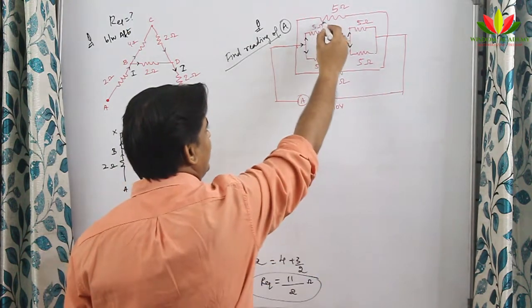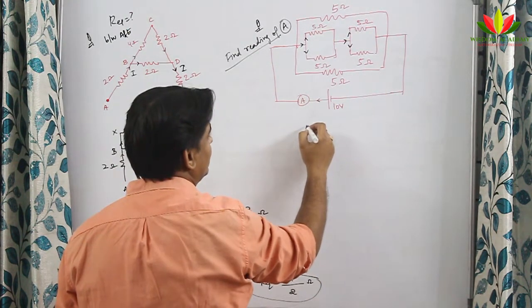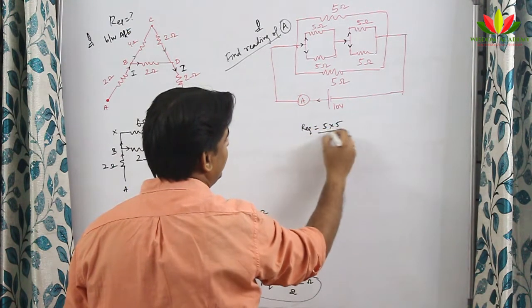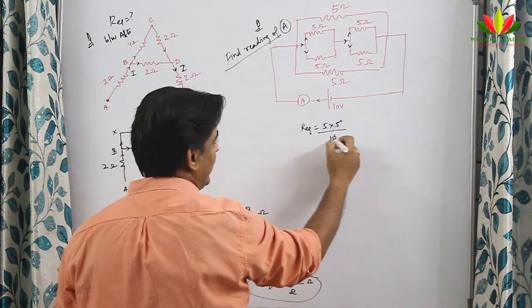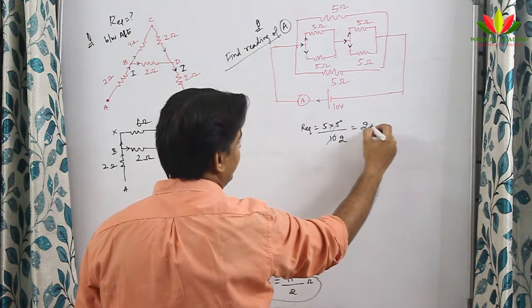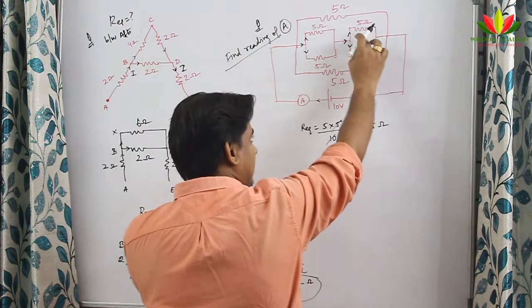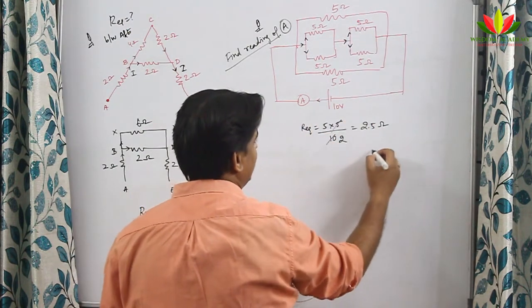So if I solve for this circuit, what will be the value of R equivalent? R equivalent is equal to 5 into 5 by 5 plus 5. So 25 by 10 is equal to 2.5 ohms. This is 2.5 ohms. It will be similar because they both are also in parallel. It will become 2.5 ohm. So now I will get a simplified diagram.